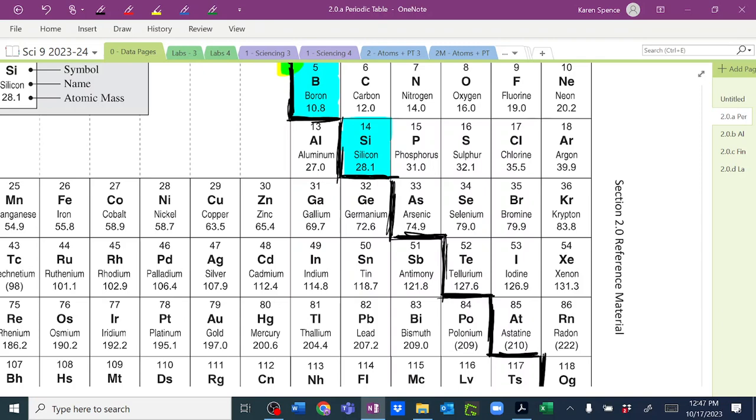Well, it doesn't matter. Those bottom ones don't mean anything. Okay? I'll talk about those in a minute. So what do you think? What kind of element do you think this is? Is it a nonmetal or is it a metal?